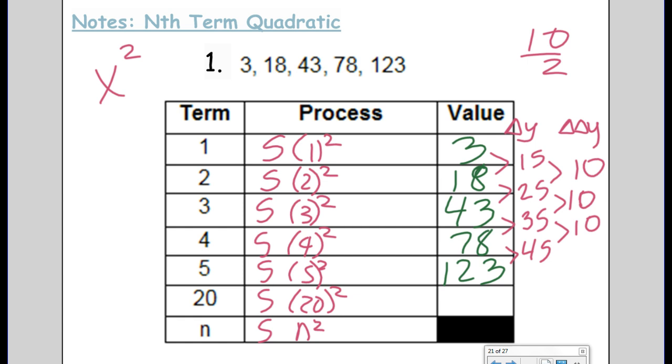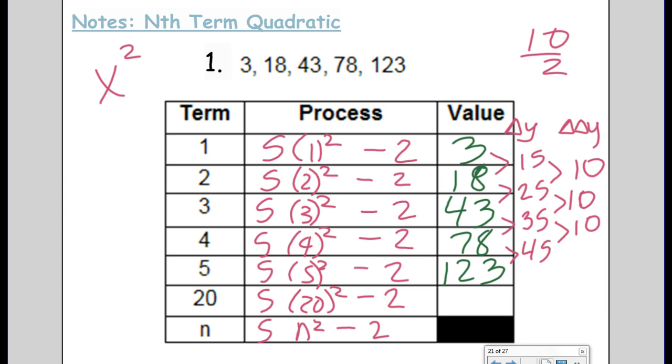Last step is always the tweaking step. 5 times 1 squared. Well, 1 squared is just 1. So 1 times 5 is 5. How do you make 5 look like 3? Minus 2. Check it twice. What's 2 squared? 4. What's 4 times 5? 20. How do you make 20 look like 18? Minus 2. We got the same thing both times, so write it all the way down the column. And the answer is 5n squared minus 2.